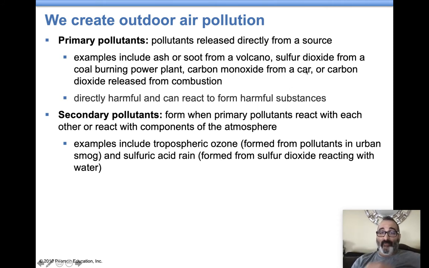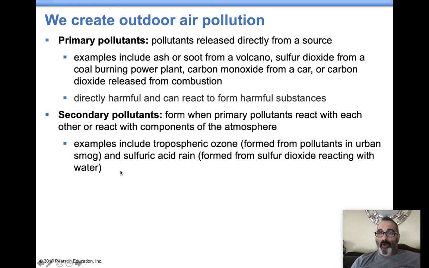That sulfur dioxide then reacts in the air with water and can form sulfuric acid and then fall to the earth as acid precipitation. That acid was formed as a result of a reaction of sulfur dioxide and water in the air, forming that secondary pollutant. So secondary pollutants form as a result of primary pollutants reacting. When something is released, it's primary. For example, soot released from a volcano, primary. Your car releases carbon monoxide, primary, or carbon dioxide, primary. Those things then can react and form other pollutants.